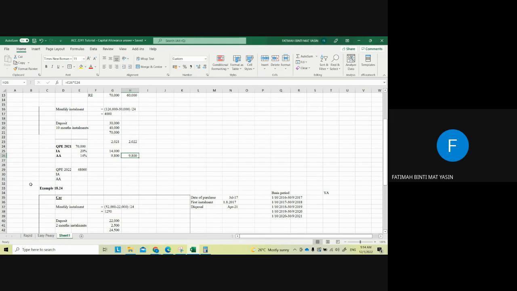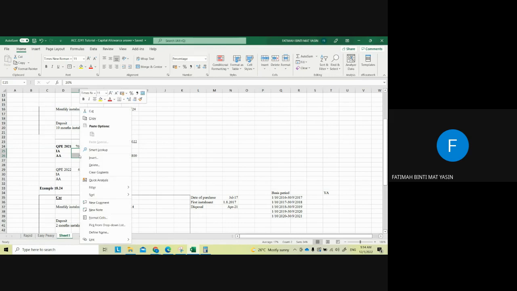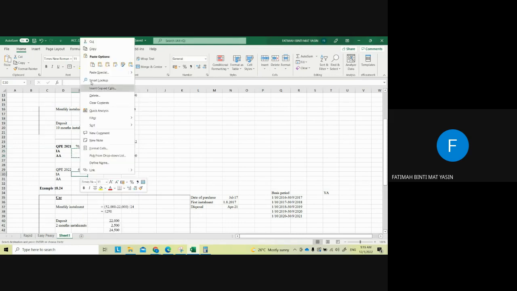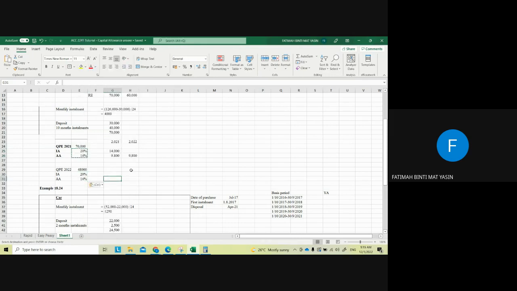So when the company made the payment in 2022, the amount is 48,000. Why 48,000? Because the company made an installment of 4,000 per month. Then in the year 2022, we have 12 months, so you multiply by 12. Okay, so then this is the rate, which is 20% and 14%. So then the company can claim initial allowance on this asset, which is 20% multiplied by 48,000.